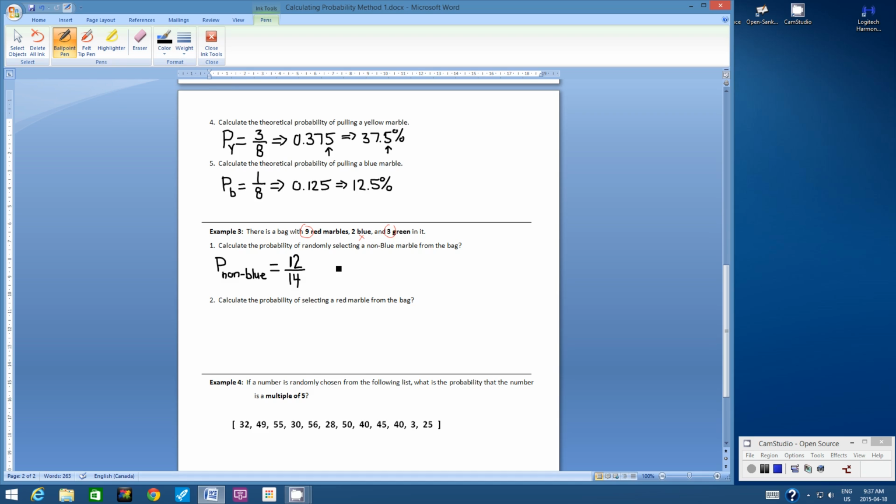Okay, so all the marbles that aren't blue are the 9 red marbles plus the 3 green marbles. That equals 12. Now 12 over 14, they're both even numbers, so we know that that's not in its lowest form. So if we divide both by 2, we get 6 over 7. Okay. Then if we use our calculator, 6 divided by 7.